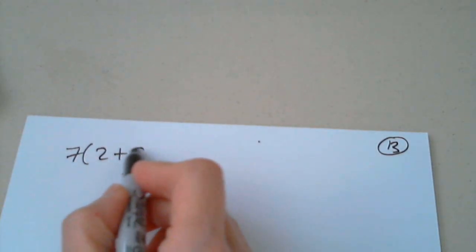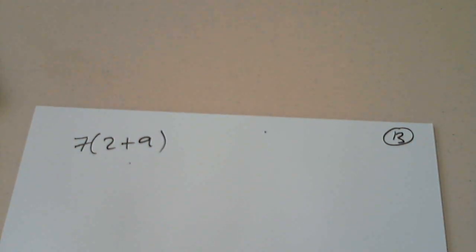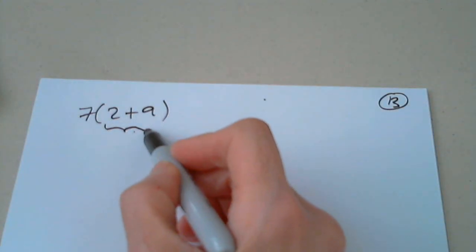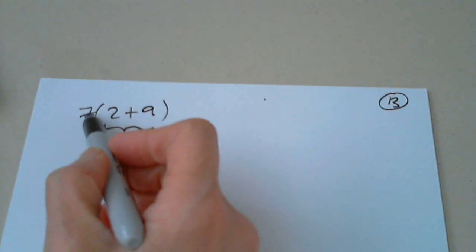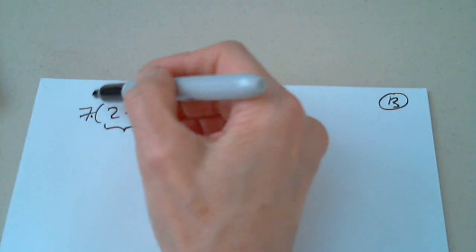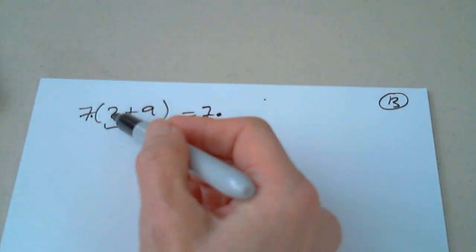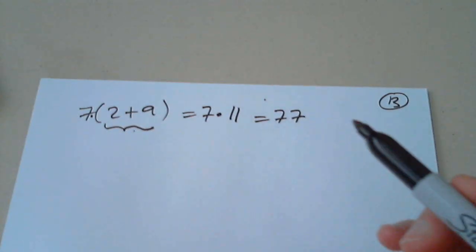Because now this is the distributive law. However, I don't recommend the distributive law here. I recommend order of operations. Order of operations means we have to perform this addition first. This is a multiplication. Yes, you can distribute, but it's easier if we perform the operations in parentheses. And this is 11. And now we multiply and get 77.